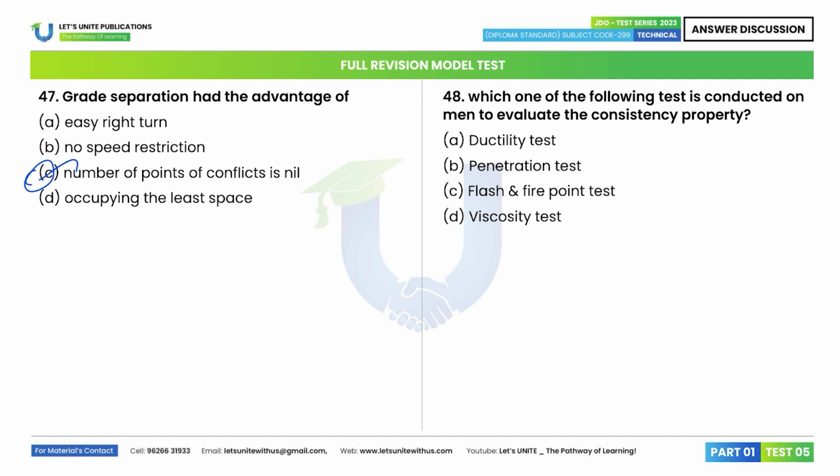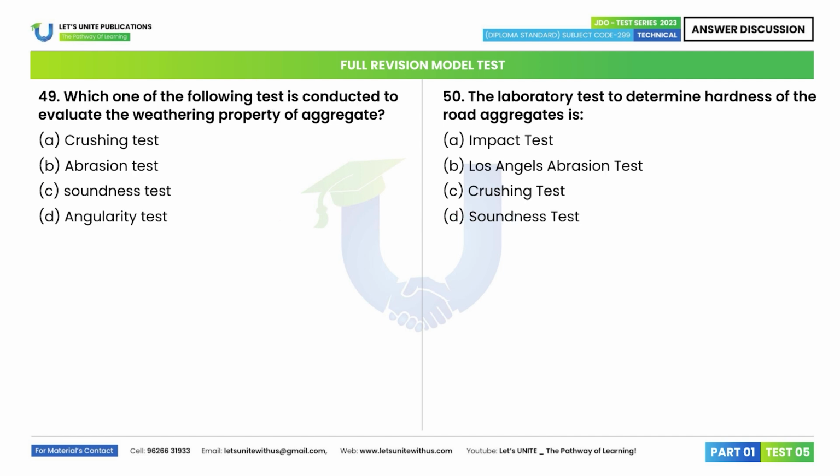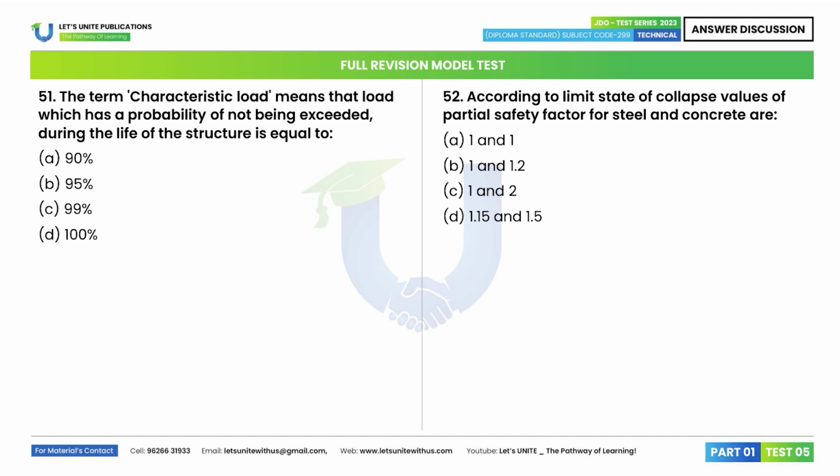Option C. 48th question. Which one of the following tests is conducted on bitumen to evaluate the consistency property? Viscosity test. Option D. 49th question. Which one of the following tests is conducted to evaluate the weathering property of aggregate? Soundness test. Option C. 50th question. Laboratory test to determine hardness of the road aggregate is Los Angeles abrasion test. Option B. 51st question. The term characteristic load means that load which has a probability of not being exceeded during the life of structure is equal to 95%.